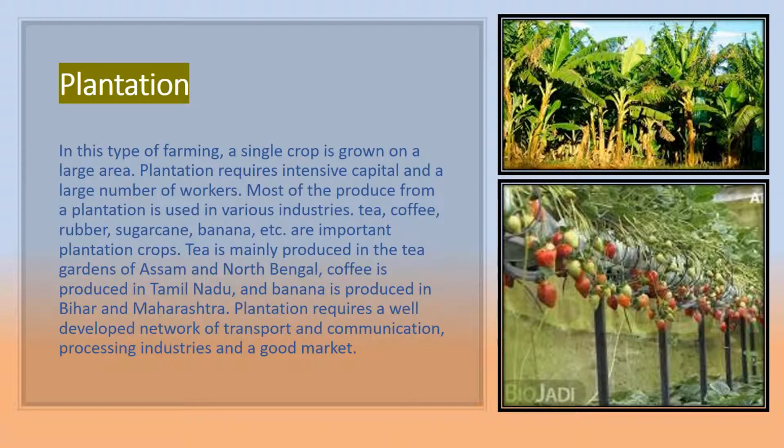are important plantation crops. Tea is mainly produced in the tea gardens of Assam and North Bengal, coffee is produced in Tamil Nadu, and banana is produced in Bihar and Maharashtra. Plantation requires a well-developed network of transport and communication, processing industries, and a good market.